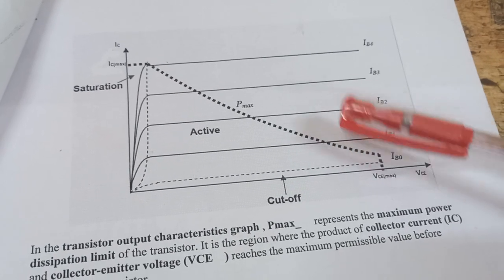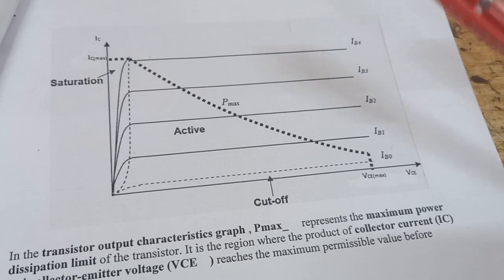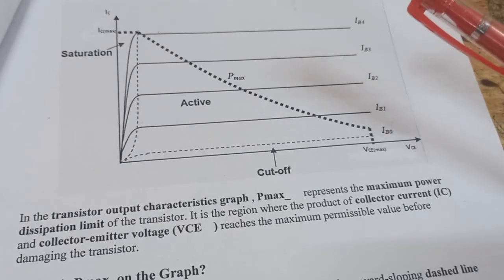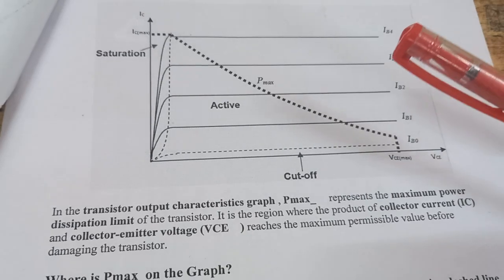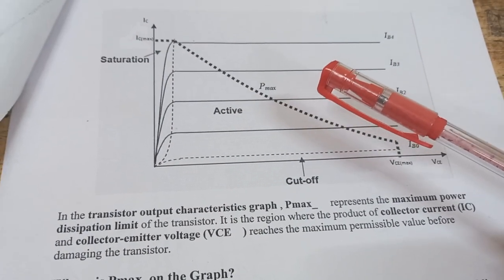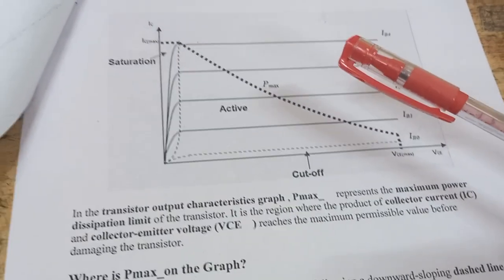If the transistor operates beyond this line, excessive heat may be generated and it leads to thermal breakdown. So that is about the thermal damage of the transistor. This is all about the transistor as a switch.